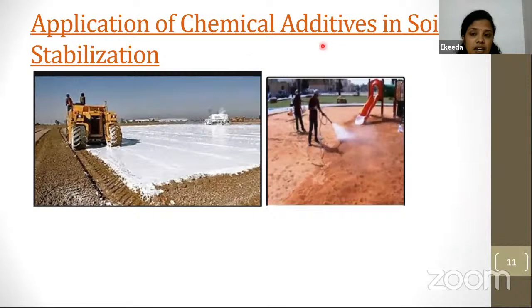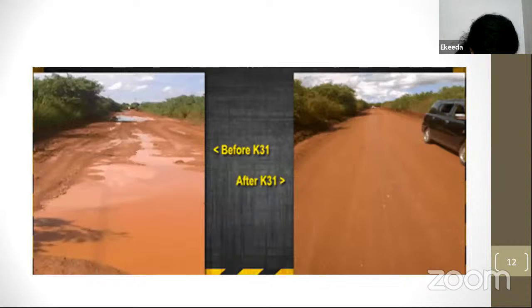Then, application of chemical additives in soil stabilization. So lime or any such method can be used. This is lime being applied to a soil layer to stabilize it. Then this is before stabilization and after stabilization. Before stabilization, see the nature of the soil here. It is full of water, wet. And here we can see that this is the stable form.